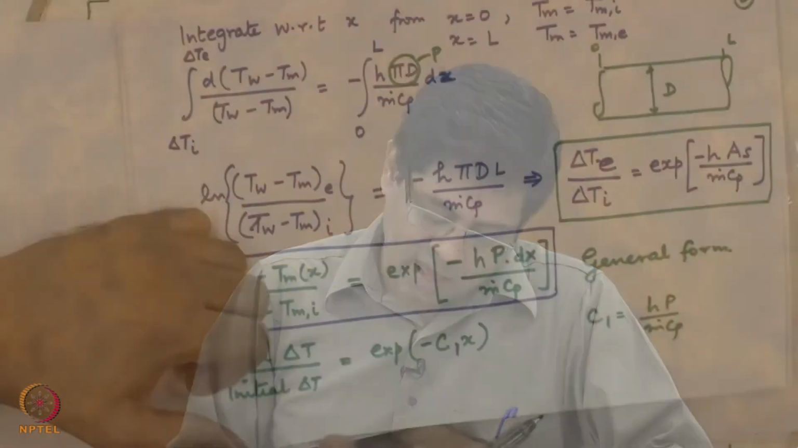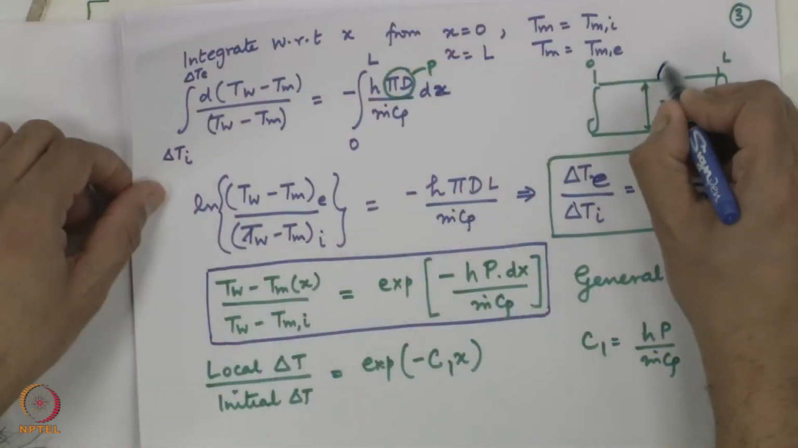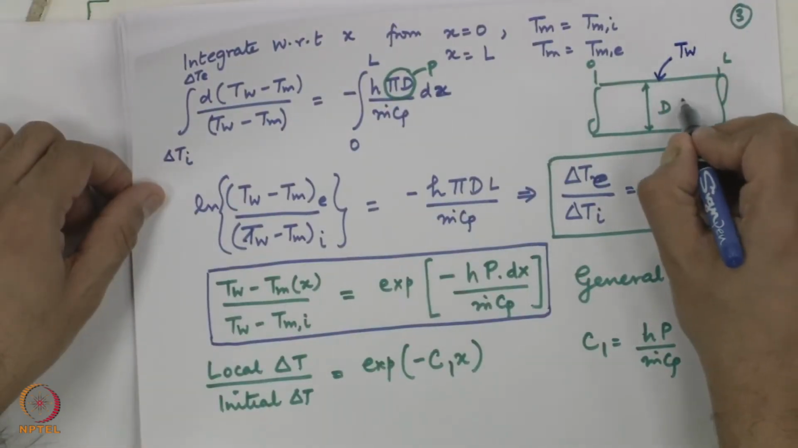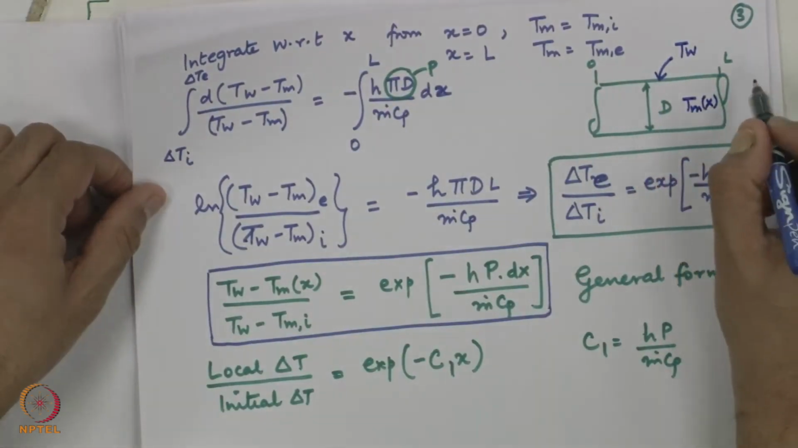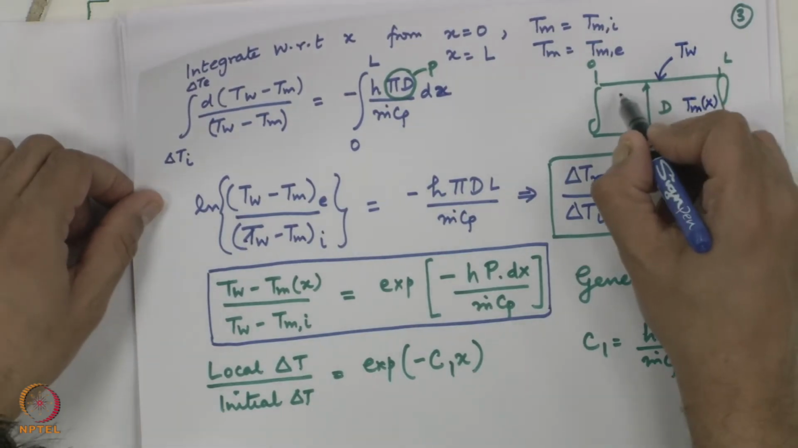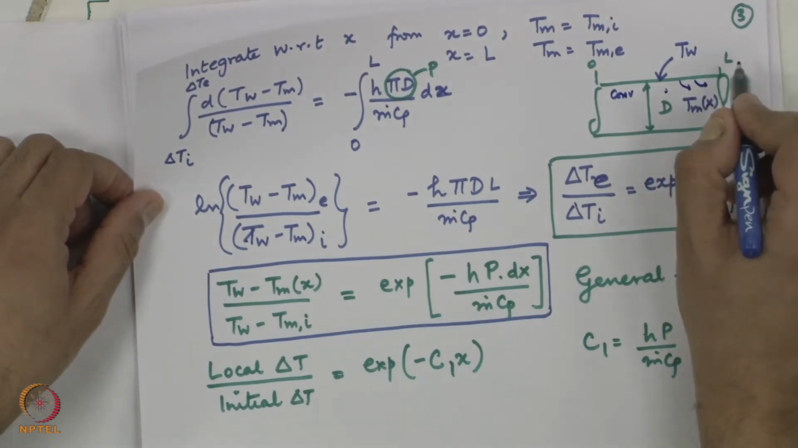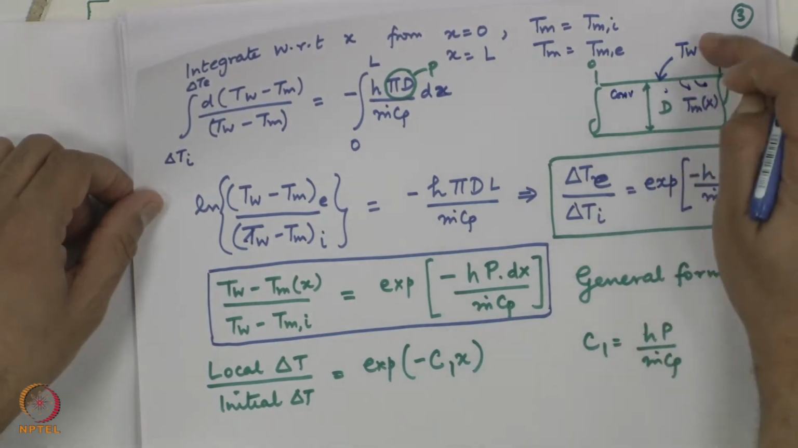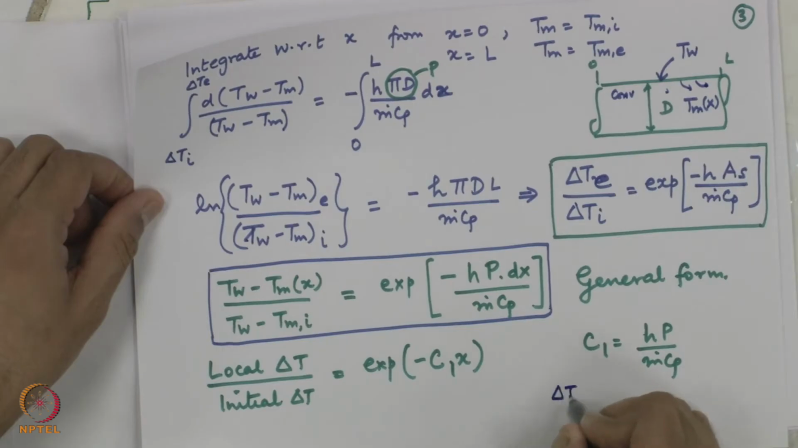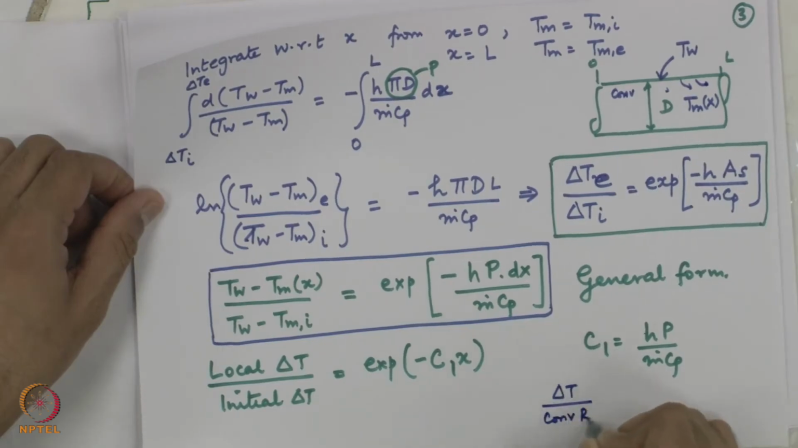The same analogy can be extended to h into A. H is nothing but the heat transfer coefficient and P dx is nothing but the surface area. What we can do is, this is when the outside is at T wall, and this is the T bulk mean local, correct. My heat transfer is only convection between the heated surface and the fluid. So, if I were to write it as a resistance, this is the driving temperature difference delta T divided by the convective resistance.